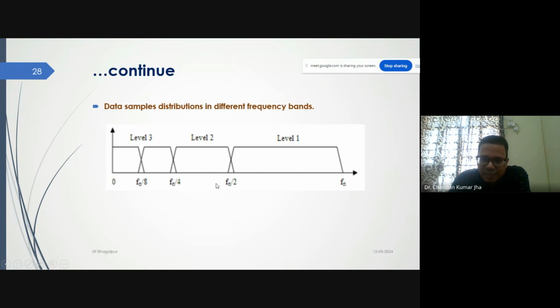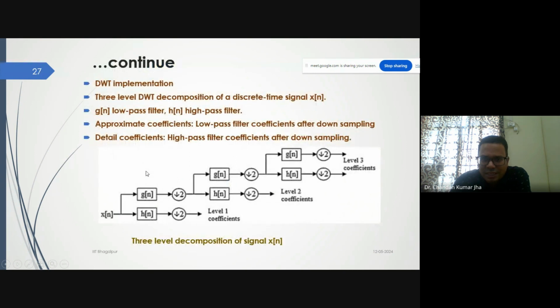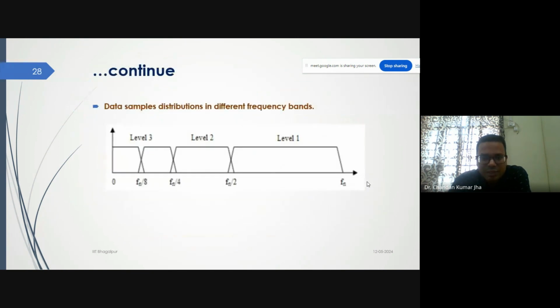So here, this is Fn, the frequency of the signal. This is Fn by 2, this is Fn by 4, and this is Fn by 8. So you can say that the level 3 approximate coefficients are associated with the frequency Fn upon 8. This is the relation between the frequency and the coefficients. All the coefficients at level 3 contain the frequencies which lie between 0 and Fn upon 8, and this is the vital information.